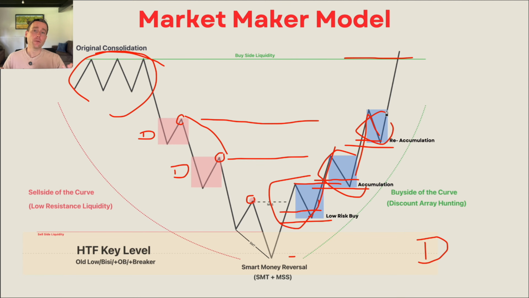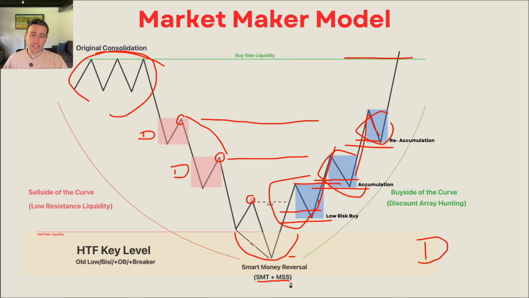In a higher time frame market maker model, you can take multiple trades as a day trader. If you're a swing trader, it can be less, maybe one or two. But as a day trader, you can play around with this. And I want to dive deeper with you on what's happening down here. What do you want to see for the smart money reversal?